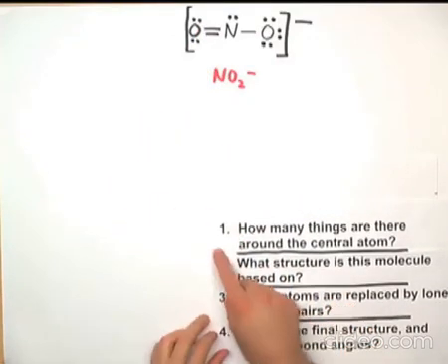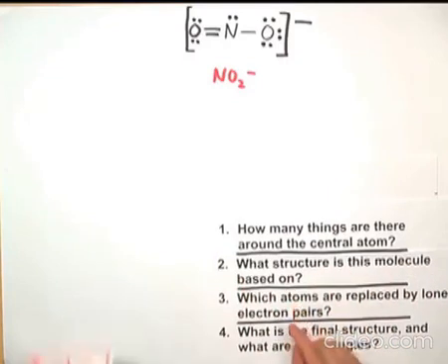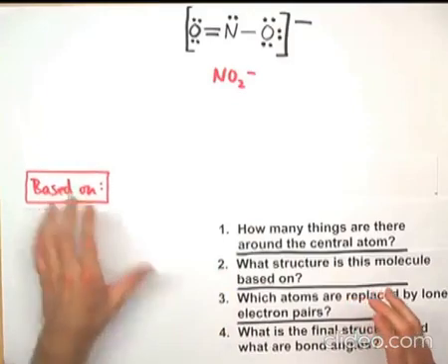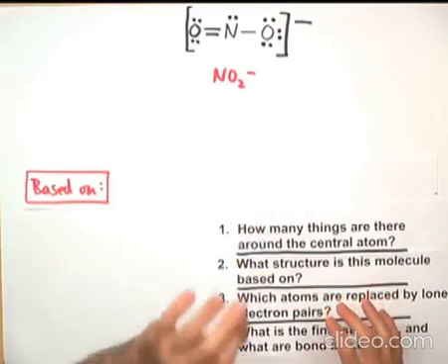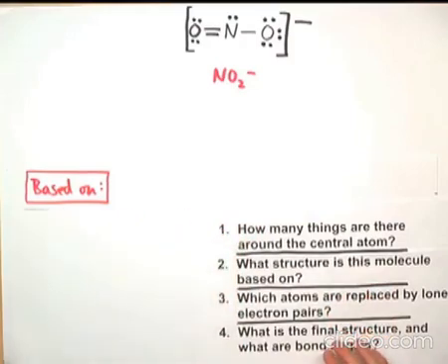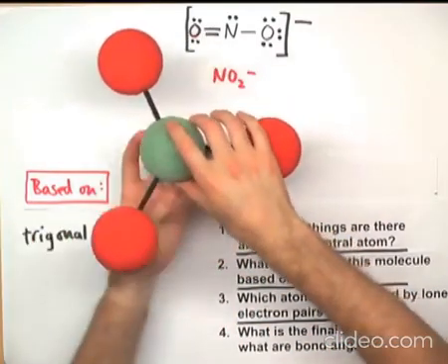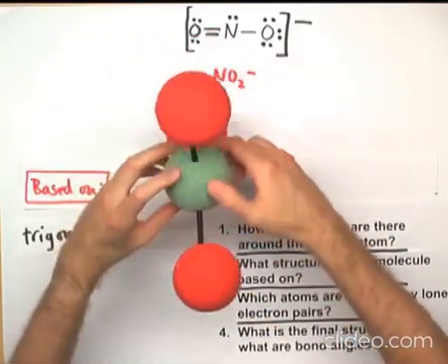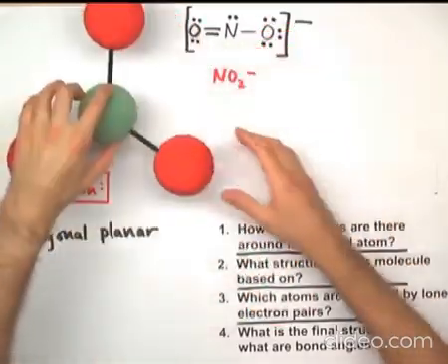3 total things. So now that we know we have 3 total things, we ask, what structure is this molecule based on? In other words, what structure would have 3 things around a central atom and all of them would be other atoms? That would be this shape, which is the trigonal planar shape. It's 3 atoms around a central atom, and all of them are lined up in this plane, which is why we call it trigonal planar.